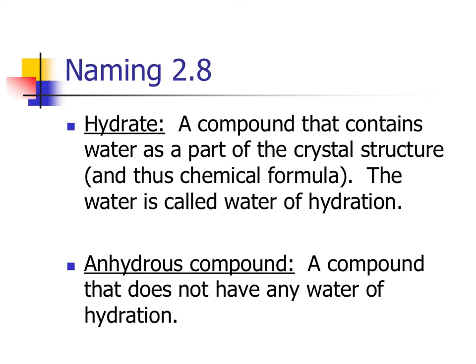Now for a special group of compounds, and these are called the hydrates. Hydrates are compounds that contain water. It's a part of the crystal structure, and therefore we do need to make sure that it is a part of the chemical formula. It is known as the water of hydration, which is kind of weird. Most of the compounds that we have been naming are known as anhydrous compounds. Anhydrous means that water is not a part of the crystalline structure.